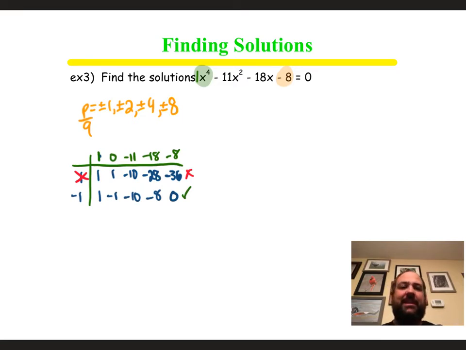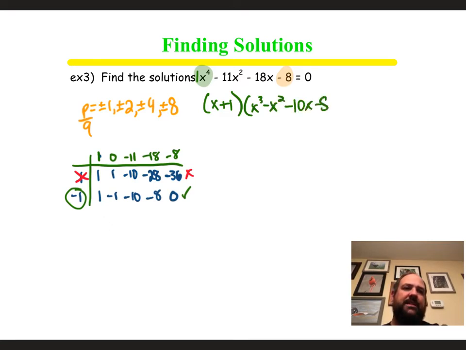So what that means is if negative 1 works here, I know that this actually breaks up then into x plus 1. And then these numbers are the coefficients of the remaining terms. So I would still then also have x cubed minus x squared minus 10x minus 8.